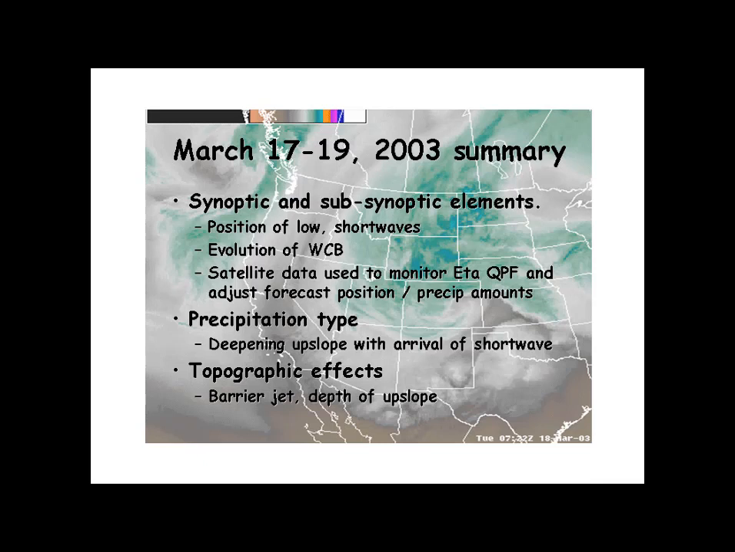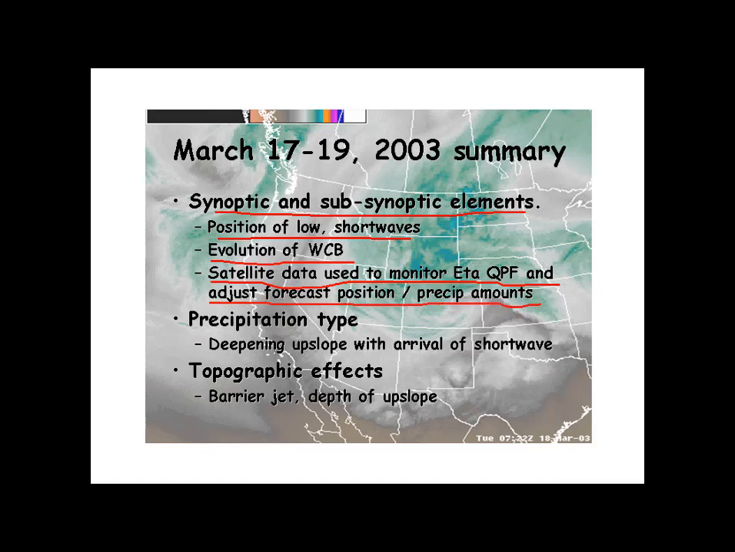So in summary of this particular case, we want to particularly take notice of the synoptic and subsynoptic elements, particularly the position of the low and the shortwaves, the evolution of the warm conveyor belt, and the satellite data used to monitor the Eta QPF and any other model fields, and to be able to adjust the forecast position and the precipitation amounts accordingly.